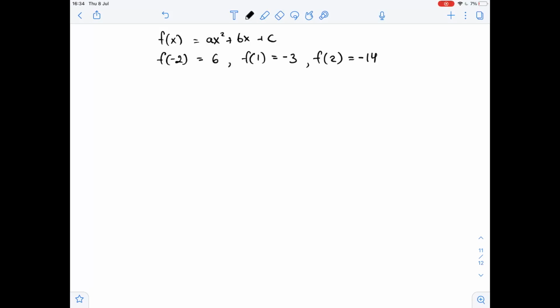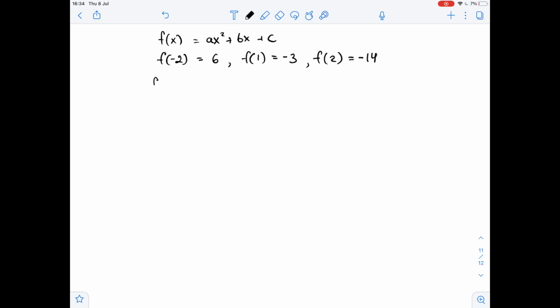So we need to use the given conditions to find the quadratic function. We know that f of -2 equals 6, f of 1 equals -3, and f of 2 equals -14. Let's substitute values in our function to find a, b, and c.